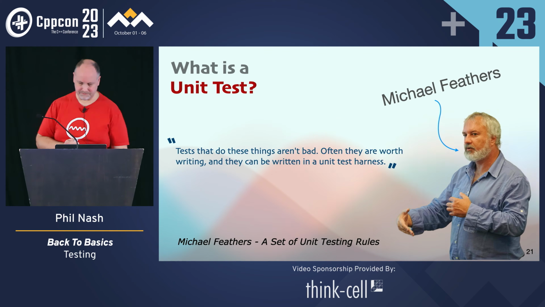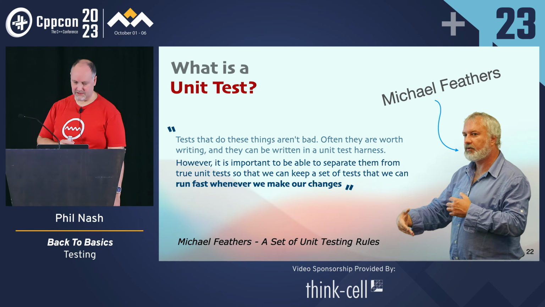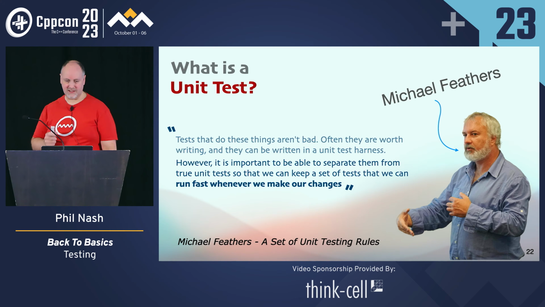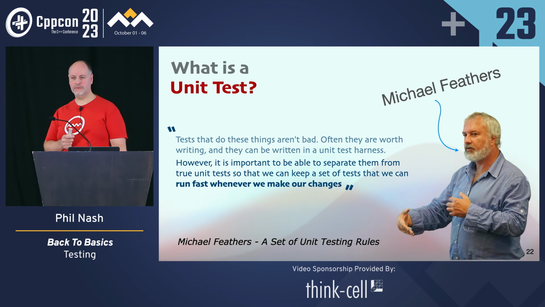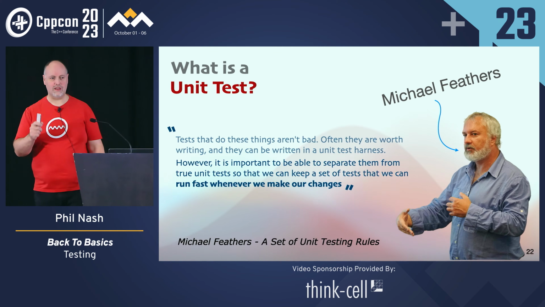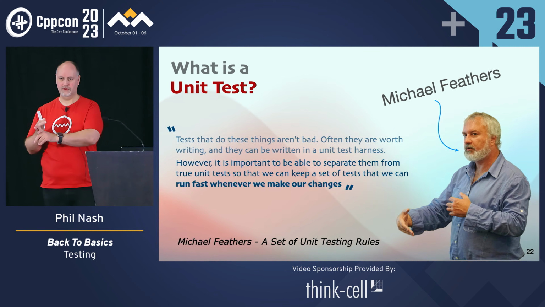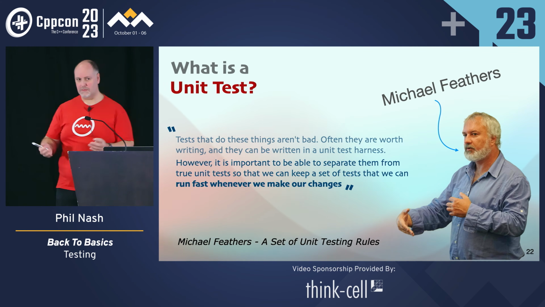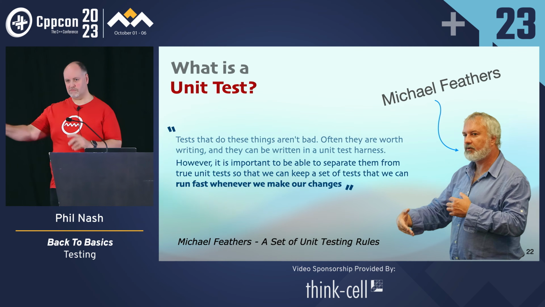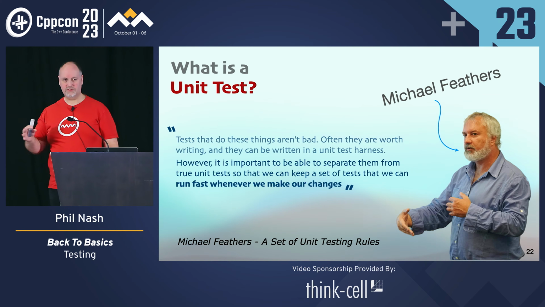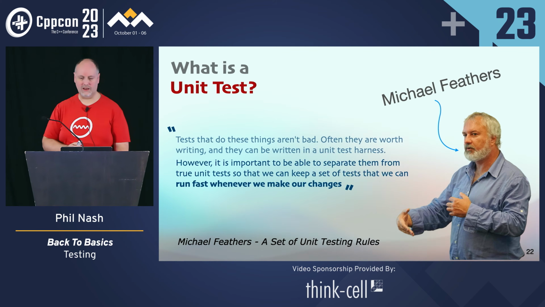And here's the reason why. So he says, however, it is important to be able to separate them from true unit tests so that we can keep a set of tests that we can run fast whenever we make our changes. So really here, emphasize the speed of running your unit tests as being the primary principle. Determinism, reproducibility, reliability, they're all important aspects of that. But if you can't run all of your unit tests quickly, they're not serving the purpose of a unit test, according to Michael Feathers. And we'll dig into it a bit more later.